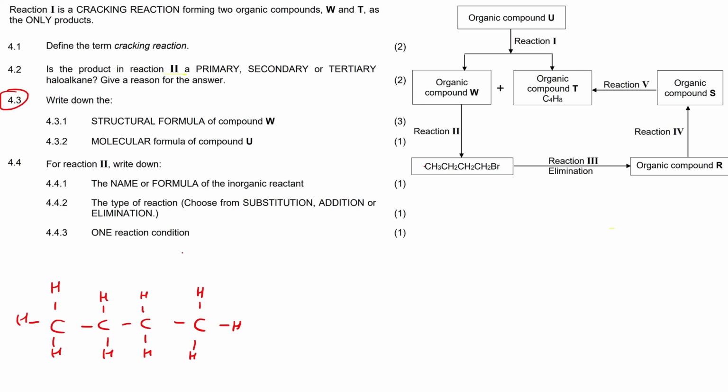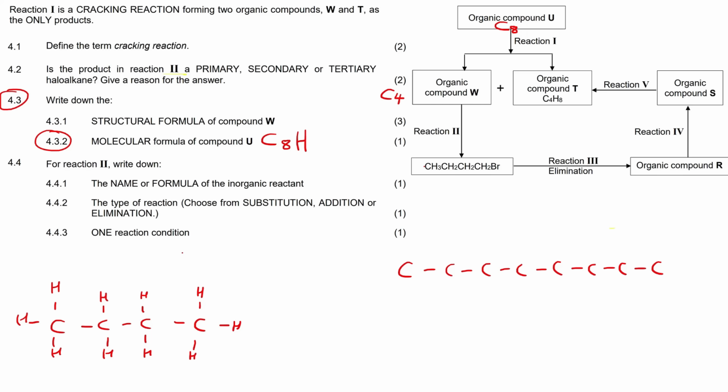Now they ask, what is the molecular formula of the original compound U? You look at this one, which is a 4-carbon molecule, and this one, which is also a 4-carbon molecule. So this one would have to have been an 8-carbon molecule, and we know that cracking is when you crack alkanes, so it's an 8-carbon alkane. They don't want the structural formula, they just want the molecular formula. So there's going to be 8 carbons.